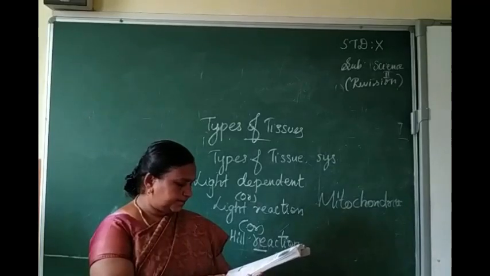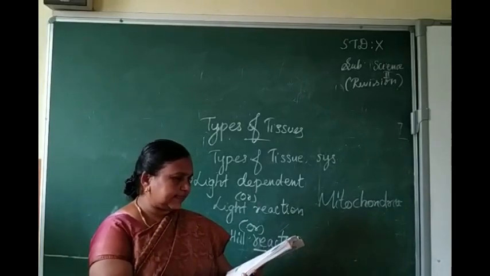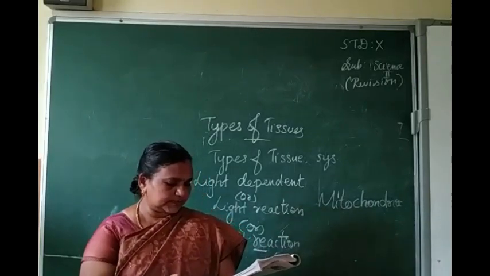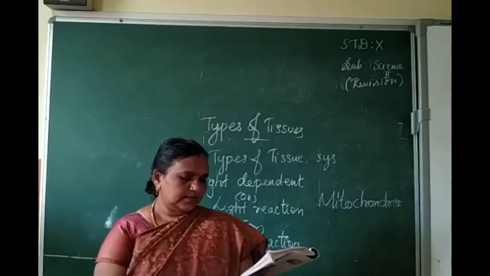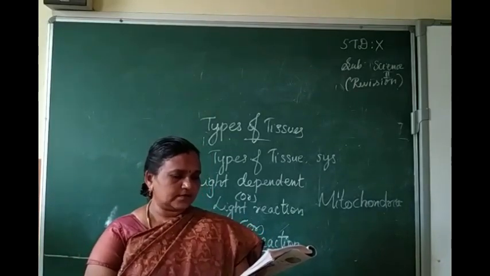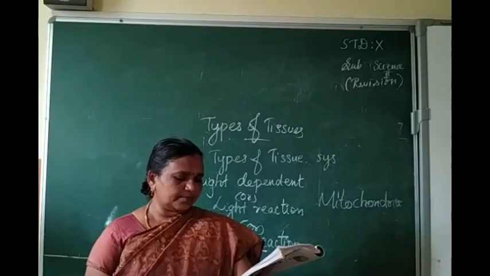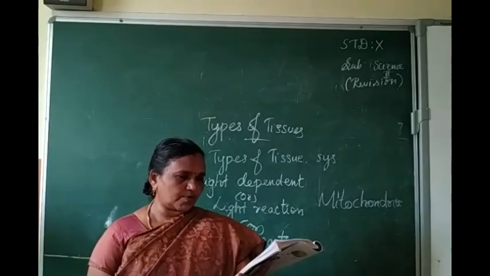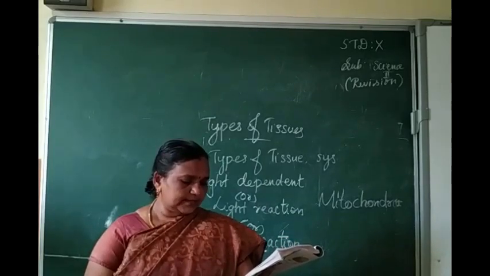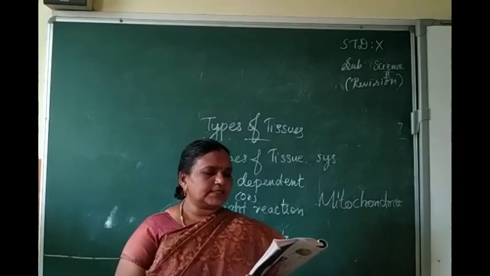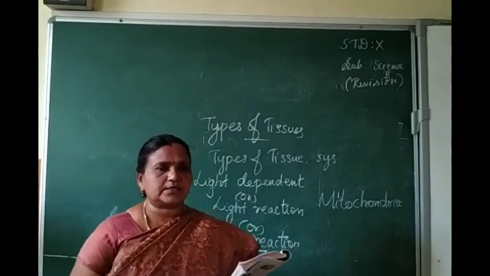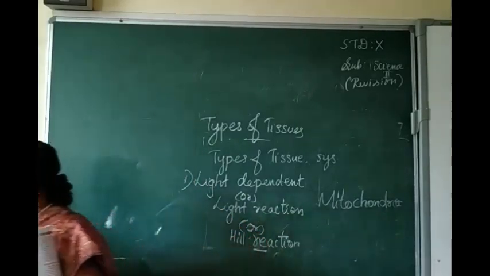Next, page number 183. Here, types of respiration. Two types, external and internal respiration. What are the two processes in the respiration? That is the physical process and the biochemical process. This physical process is external respiration, and the biochemical process that is occurring in the cells is cellular respiration. So two types of respiration are mentioned here.